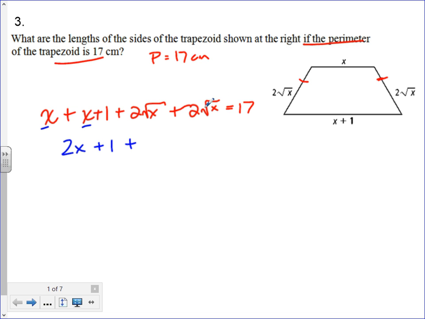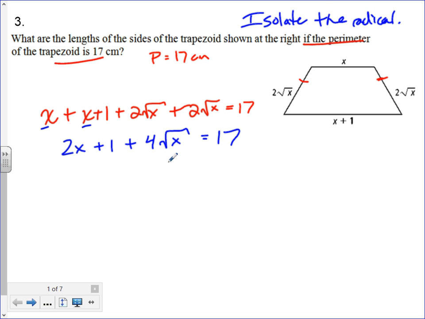What do you do with these? Add the coefficients. So 4 radical x. Okay. All right, we're getting somewhere. Now, what have we been talking about? What have I been telling you to do all week? Isolate the radical. Isolate the radical now.